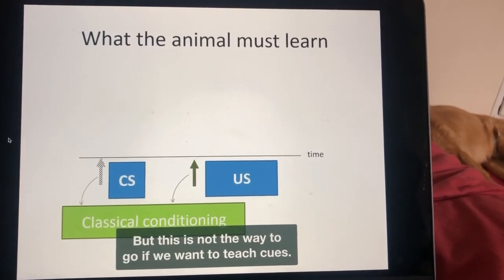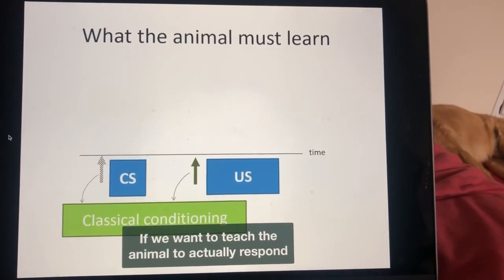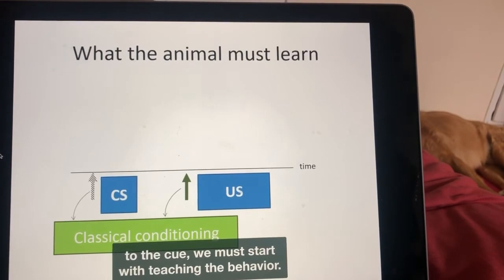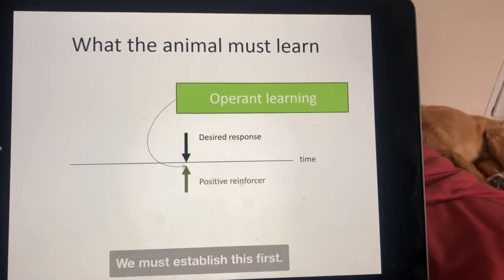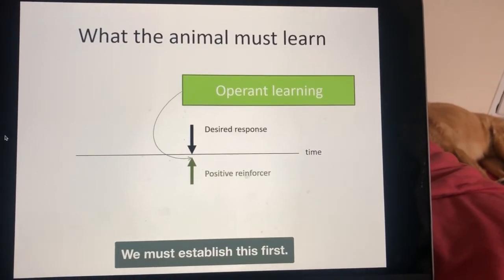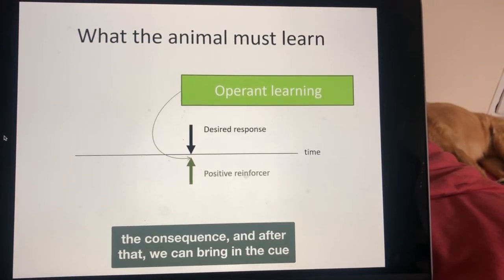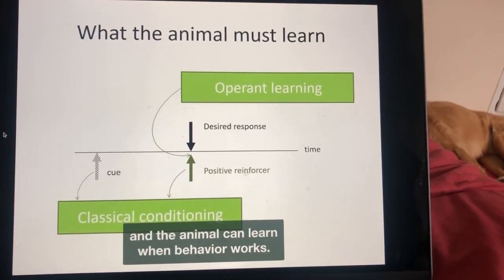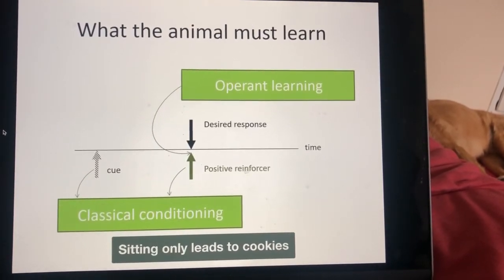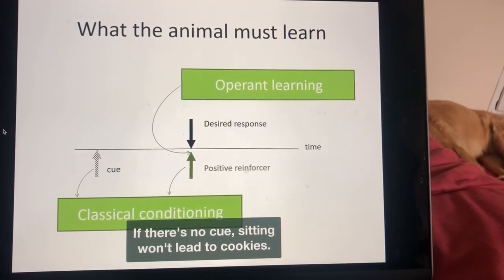But this is not the way to go if we want to teach cues. If we want to teach the animal to actually respond to the cue, we must start with teaching the behavior. We must establish this first. The animal must learn which behavior brings about the consequence. And after that, we can bring in the cue and the animal can learn when behavior works. Sitting only leads to cookies when the response is preceded by a cue. Sit. If there's no cue, sitting won't lead to cookies.